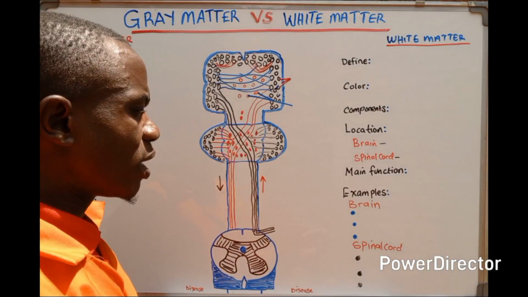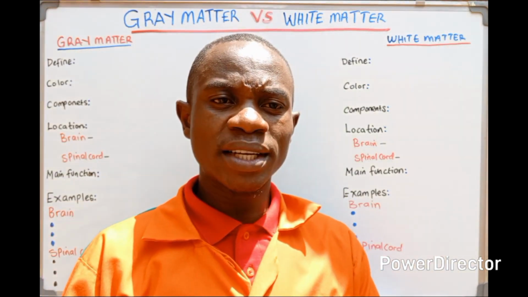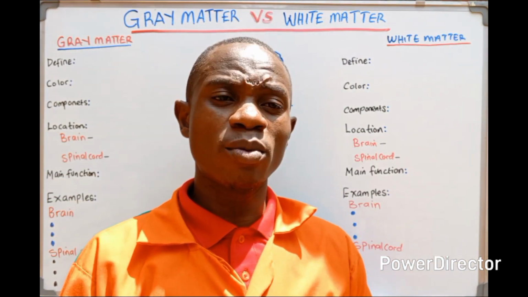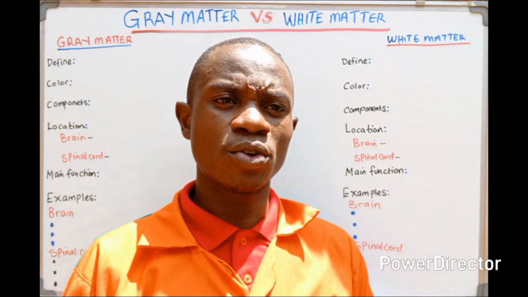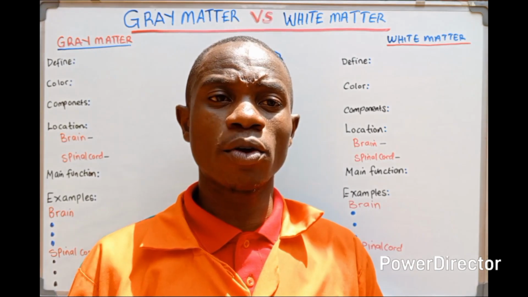But what we need to know is that gray matter is going to be the collection of neuron cell bodies within the central nervous system. Okay, primarily within the central nervous system. That's going to be what we call the gray matter.